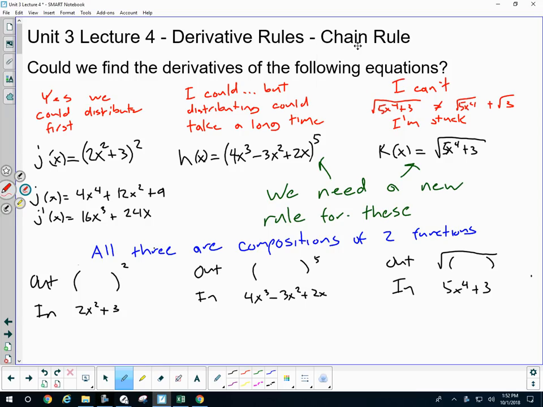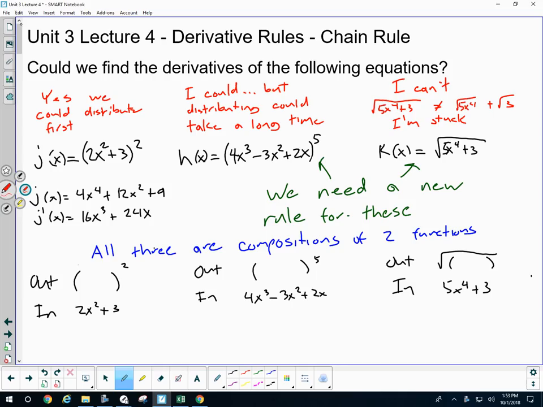All right, so again, I have three functions up here, J, H, and K. I want to find the tangent slope generators for these. J, I can distribute and take the derivative of, no problem. H and K, H I could do, but it's going to take me forever to do so. K I can't. So I need a new rule that I can use for all three, but have to use for H and K, unless I want to take forever to distribute things, okay?